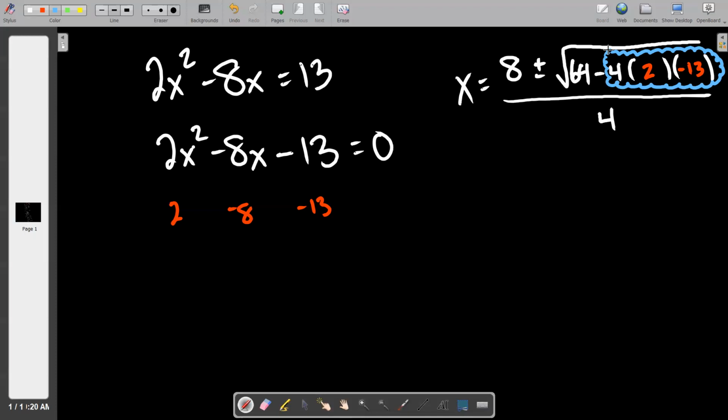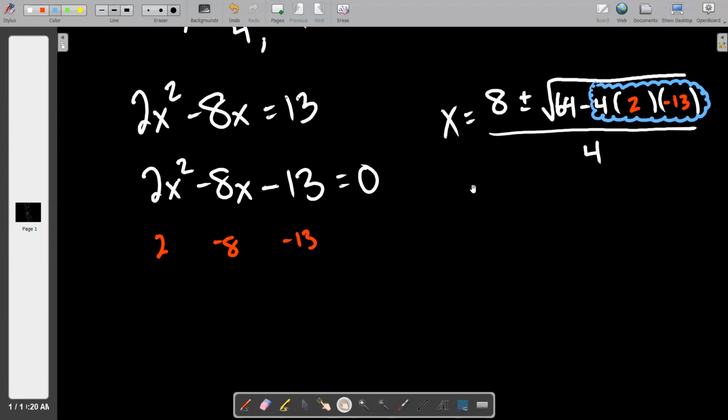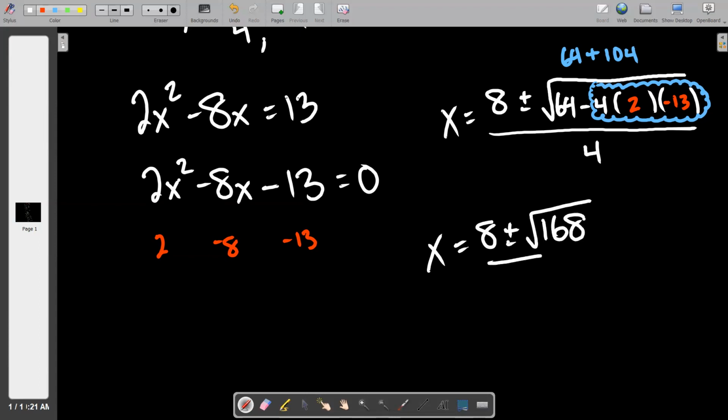What's 4 times 2? What's 8 times 13? 104. So what winds up happening inside of the square root sign is actually 64 plus 104, which is 168. So we're currently sitting at 8 plus or minus the square root of 168, all divided by 4. 168 is not a square. It's really close to 169, which is, but it's not. So we got to do the tree thing.